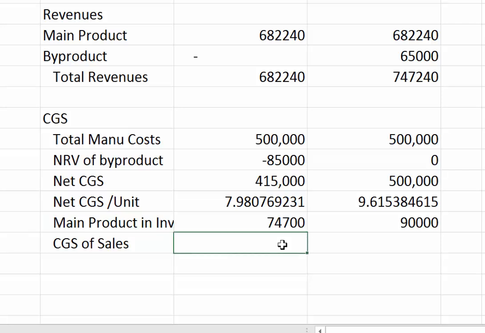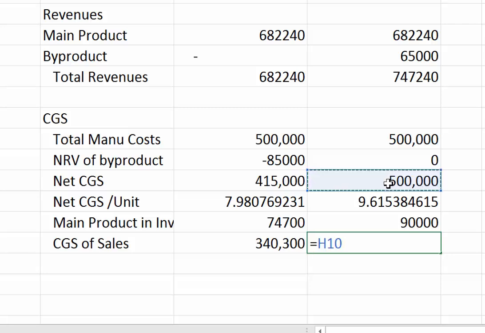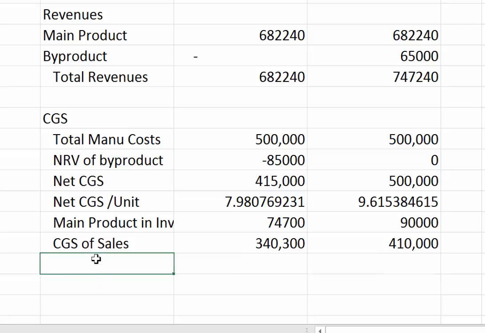So for this one, it's going to be the net CGS, then minus the main product in ending inventory. So it's kind of similar to the next. It's going to be 500,000 minus 90,000. Okay, so that's what's happening.